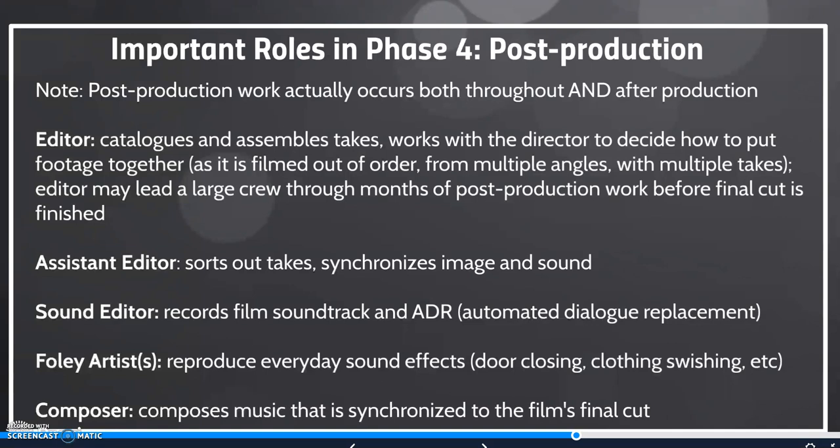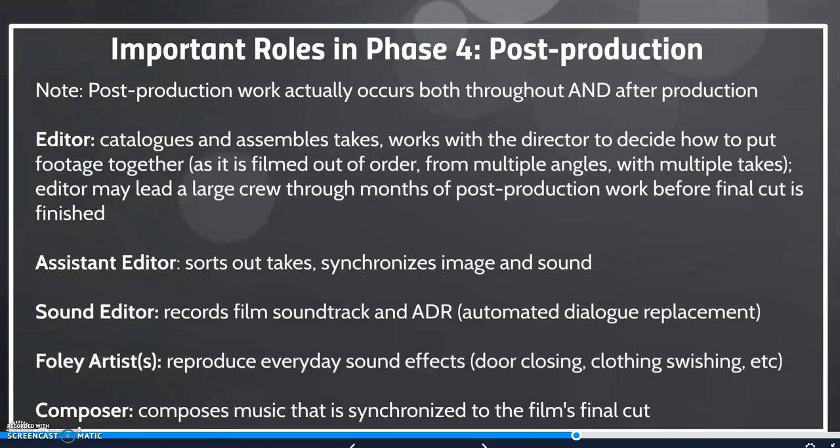Of course, the editor has a lot of help throughout that process. They have a large crew, and it could take months or even years to edit the final cut of a film together. The assistant editor is the person who sorts out the takes. They synchronize together the image and the sound. The sound editor records the film soundtrack and ADR, which is automated dialogue replacement.